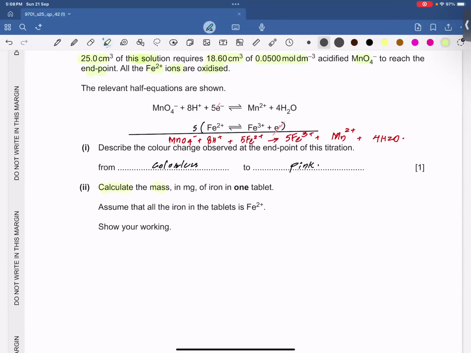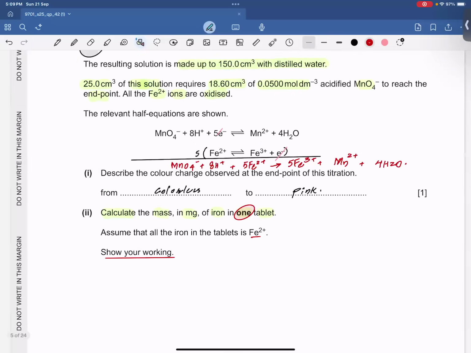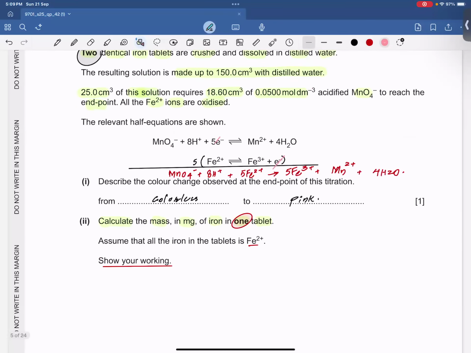Now calculate the mass in milligram of iron in 1 tablet. Okay, 1 tablet. We have been given 2, but we need to find the mass in milligram for 1 tablet. Assume all the iron in the tablet is Fe2+. Show your working. Okay, I'm going to show this working. We know the concentration and volume of KMnO4, which means I can find the moles. So the first step of this calculation is to get the moles of manganate(VII) ions.